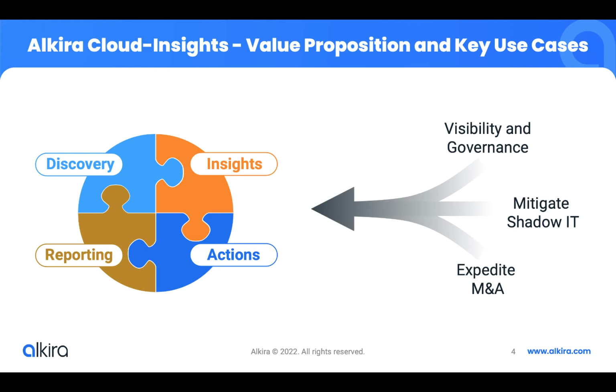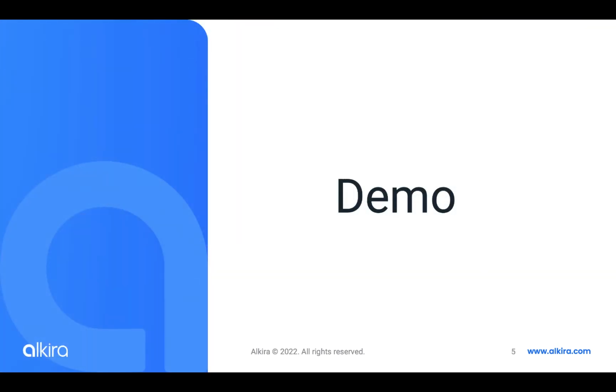All of these now allow enterprises to have complete visibility and governance into their cloud assets, which was done separately for each cloud provider. Enterprises can easily solve for shadow IT problems by discovering resources across all the accounts and cloud service providers through a single pane of glass. Lastly, in case of merger and acquisition, now you have a way to easily discover new resources and integrate them into your existing environment as per your standards. Now with that, let's jump into a demo and see this Cloud Insights in action.